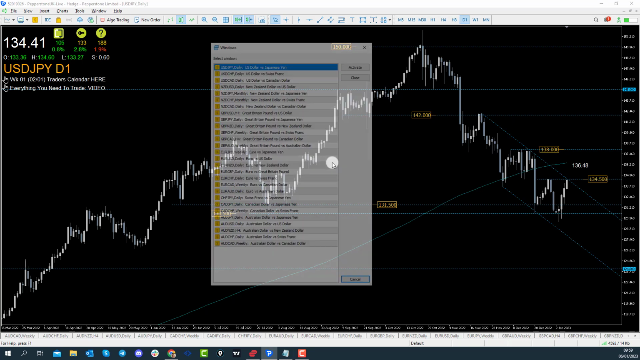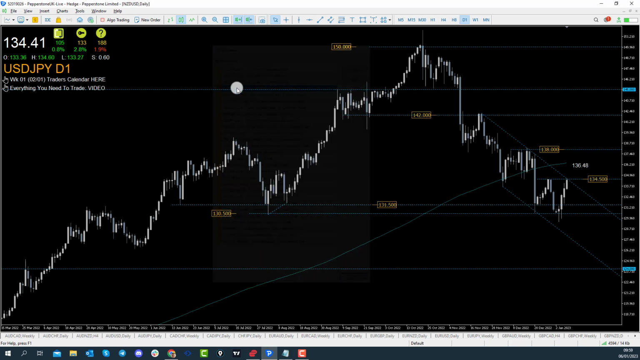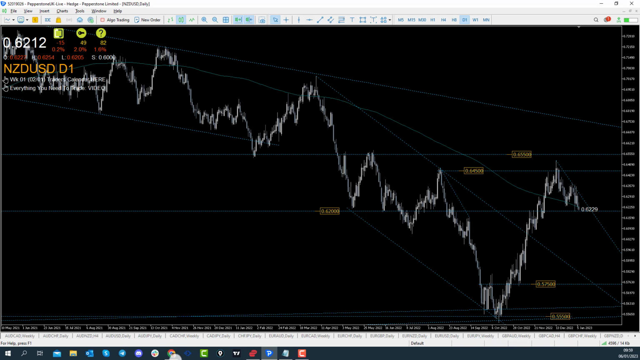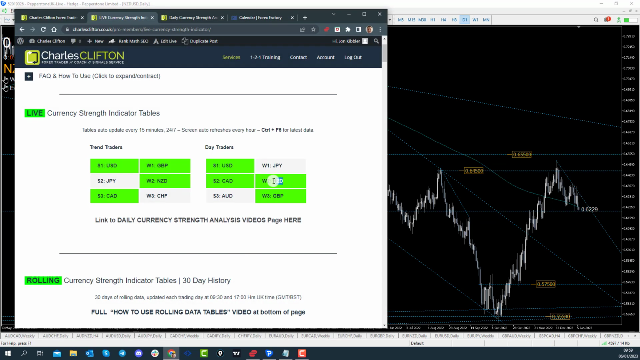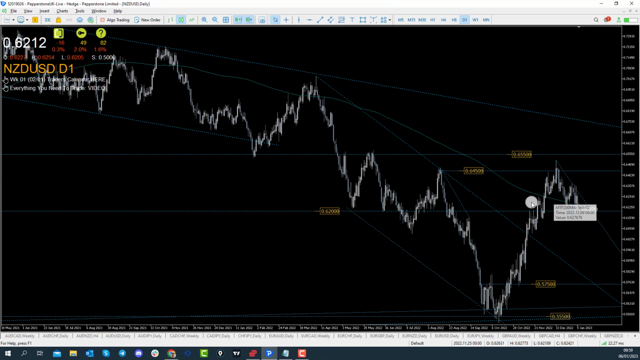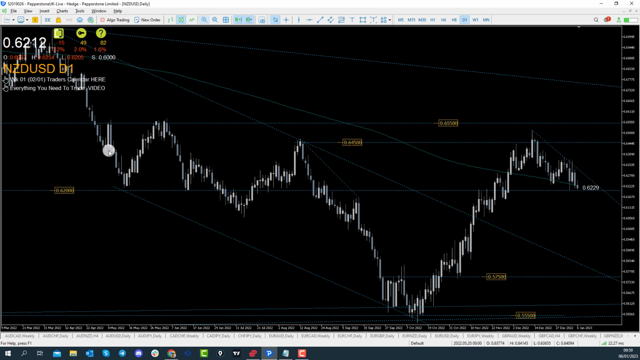Another market that may have been interesting to you from the tables was Kiwi dollar as well. You can see here the New Zealand featured on the weak side on both tables, dollar at the tops, and naturally it would almost be the second pair you come to when you're looking at the tables. Again, just want to show you that price is coming into an area of support, the 0.62 handle.